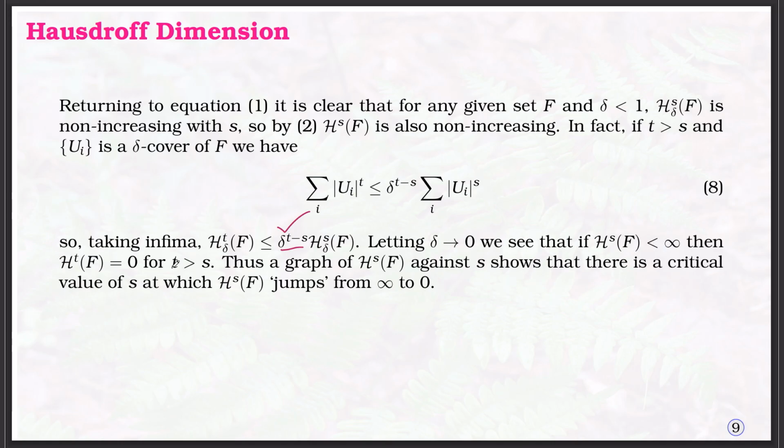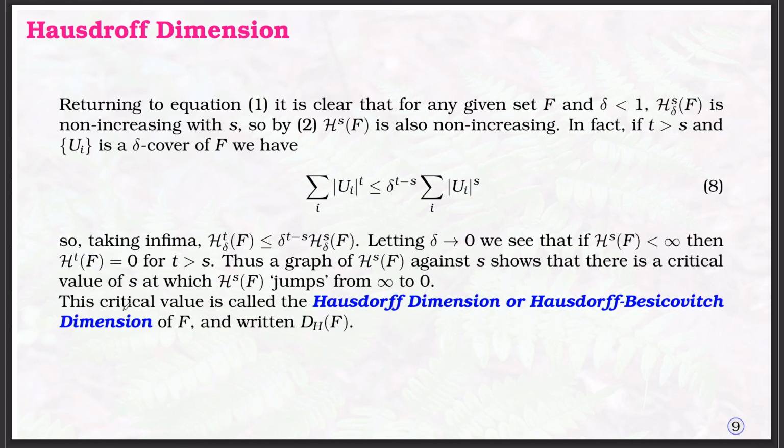If you are taking t greater than s, and H^s of F is less than infinity, then H^t of F equals 0. Therefore, in between s and t there is a critical point where the Hausdorff measure is 0. That critical value is called the Hausdorff dimension, or Hausdorff-Besicovitch dimension, of the set F. It is written as dim_H of F.